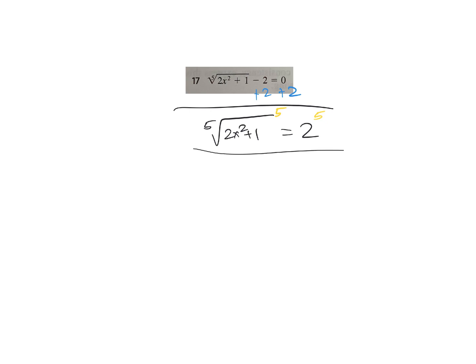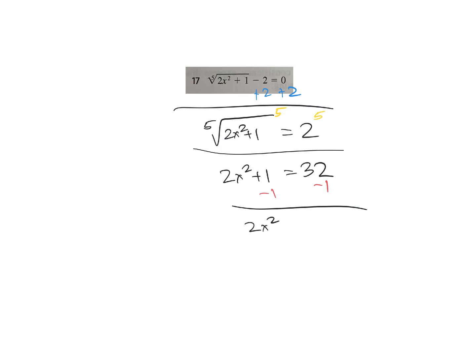Number 17. Again, move everything over. So we're going to add 2 to both sides. And we have the fifth root of 2x squared plus 1 equals 2. Now we are going to take each side to the fifth. And everybody should know that 2 to the fifth is 32. Memorize it. So subtract 1.